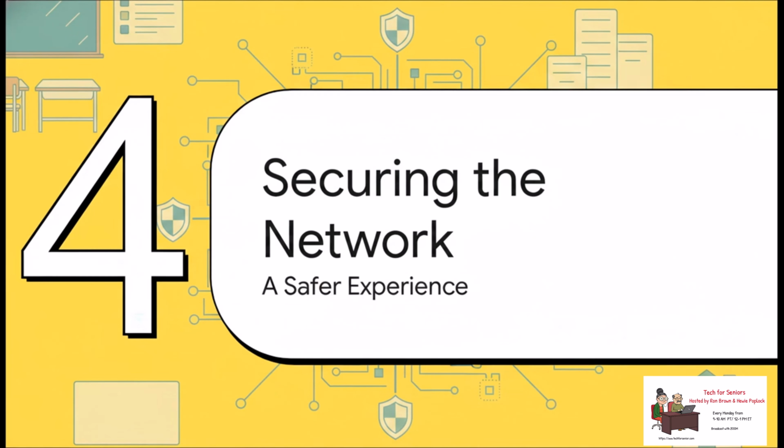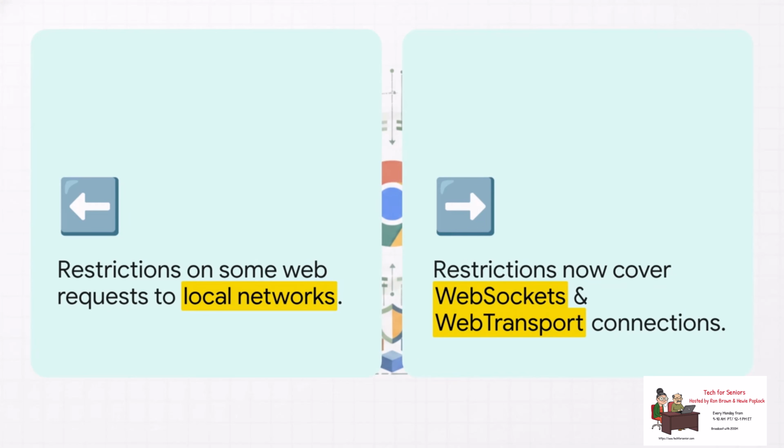Now, not all the updates are just for admins. ChromeOS 147 also packs in some pretty technical changes on the networking side of things that frankly make browsing a little bit safer for all of us, whether you're at school, at work, or just on your couch at home. So Google is expanding something called local network access restrictions. Basically, this feature acts like a security guard, checking requests from websites that are trying to access devices on your local network, like your printer. Now, with version 147, those same protections are being extended to cover more modern ways of connecting, like WebSockets and WebTransport. It's like they're closing a potential security loophole.